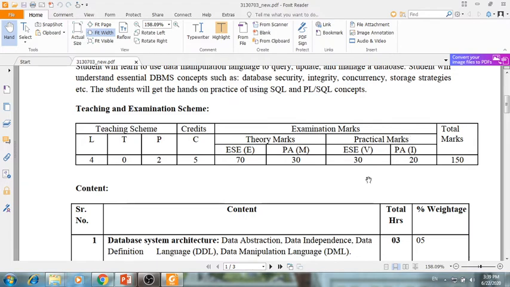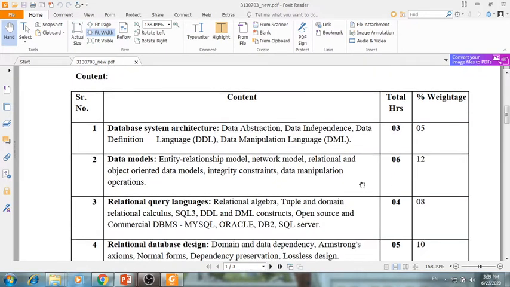Let's see the content of the course. Unit number 1 consists of database system architecture with data abstractions, data independency, and data definition language, DML, DCL, and TCL. We will discuss it in regular lectures in detail. It has a 5% weightage. It means GTU will ask 5% questions from this unit.